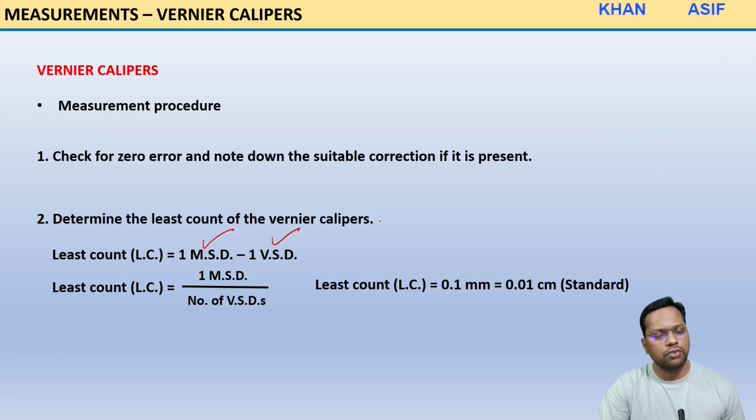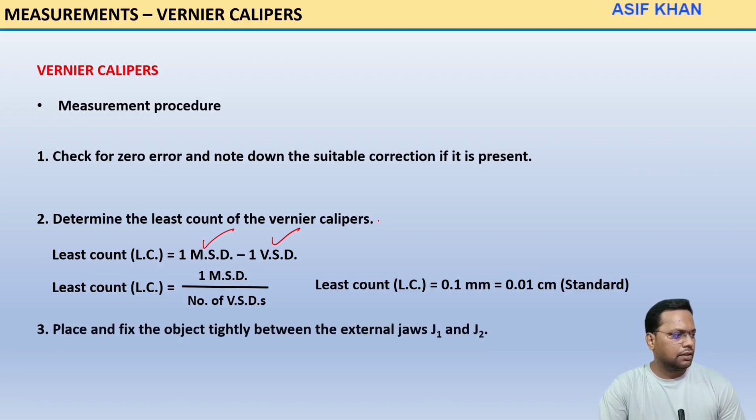Therefore, it will be 1 by 10, that is 0.1 mm. Now place and fix the object tightly between the jaws. If it is for the external dimension, then you place it between the two external jaws. If it is the internal dimension, then you place the object in between the two internal jaws.